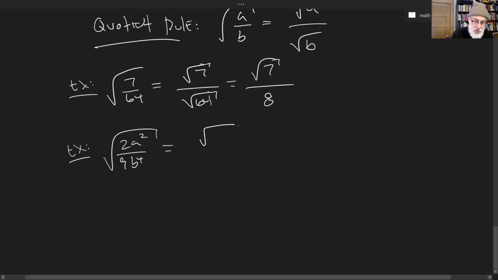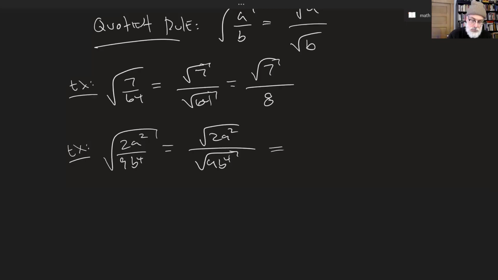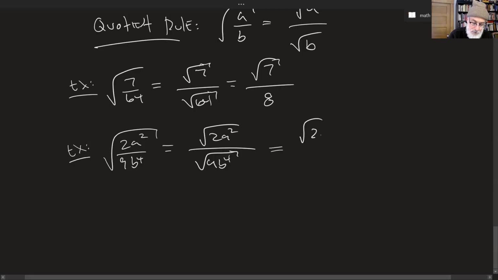We're going to write this as a numerator of 2a squared and the denominator of 9b to the 4th. The product rule says that we can write this as the square root of 2 times the square root of a squared divided by the square root of 9 times the square root of b to the 4th. Now, the square root of anything squared is itself, so this is just a.